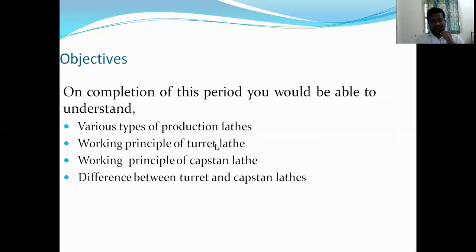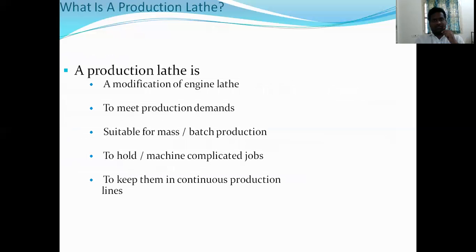We are engaging the tool, an already fixed tool, for the particular operation. That's why we are reducing the time. So turret lathe and capstan lathe also come under the category of production lathes. We will discuss them in our next coming session.